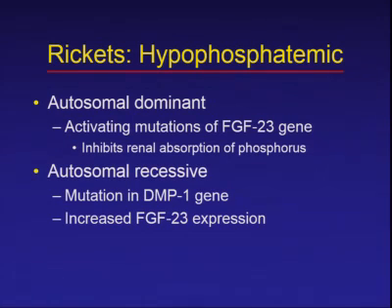Next, you have an autosomal recessive disease. This is a mutation in the DMP1 gene. This gene will cause increased production of FGF23. Again, same idea here. You have this FGF23 factor. This defect will cause increased production of FGF23, so once again, you will have very high amounts of unregulated renal phosphorus wasting, causing hypophosphatemia and rickets.